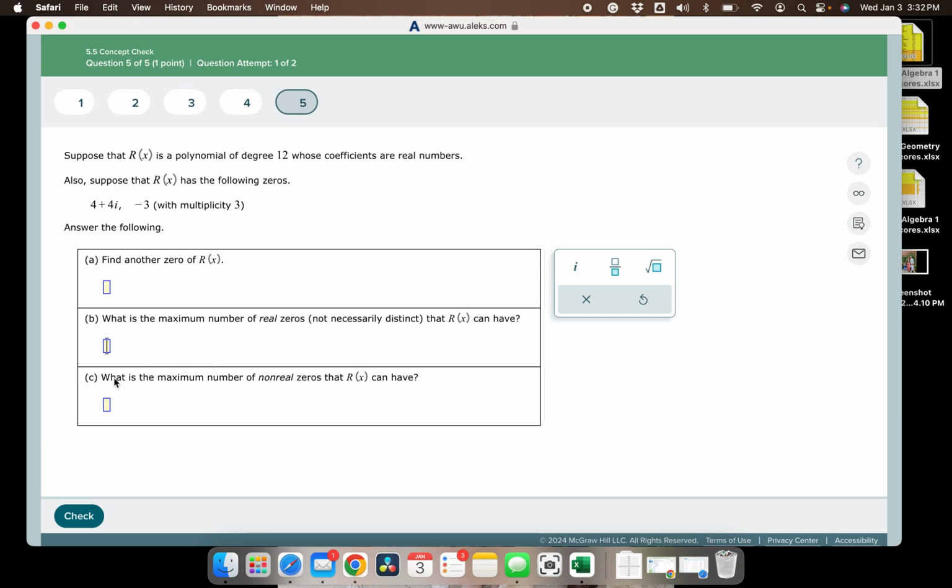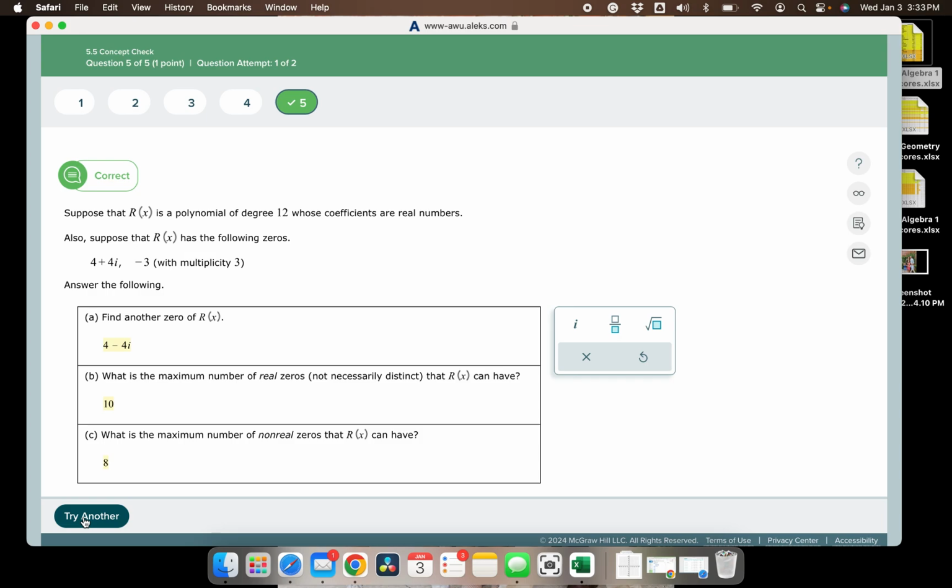This one right here, what is the maximum number of non-real zeros? Remember that non-real zeros have to go in pairs. This is taking up 3 solutions here, so that would take my total degree down to 9 other solutions. Since imaginary numbers have to go in pairs, it has to be an even number, so this would end up being 8. This is the one that's a little bit tricky right here. So I can go 4 minus 4i, and then right here I can go 10.